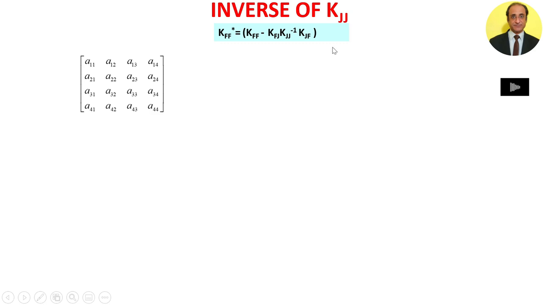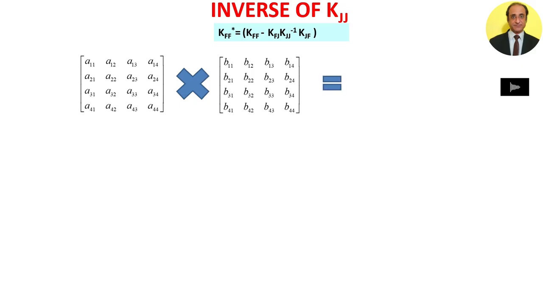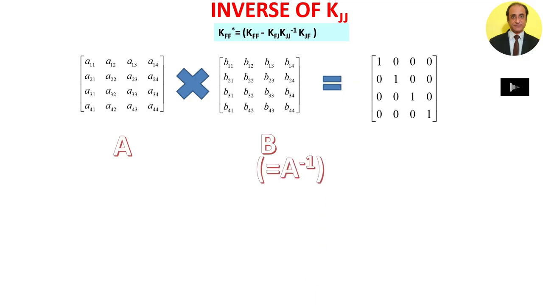If we see the expression, this involves computing the inverse of Kjj, and Kjj is a large matrix. So here we'll see how we can use Cholesky's approach to find the inverse. Inverse basically means that if we multiply a matrix by its inverse, then the result is an identity matrix. So if we have matrix A and B is its inverse, then the result is the identity matrix.